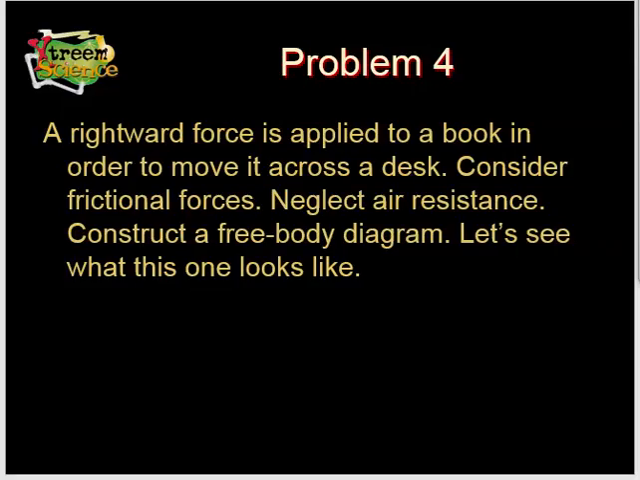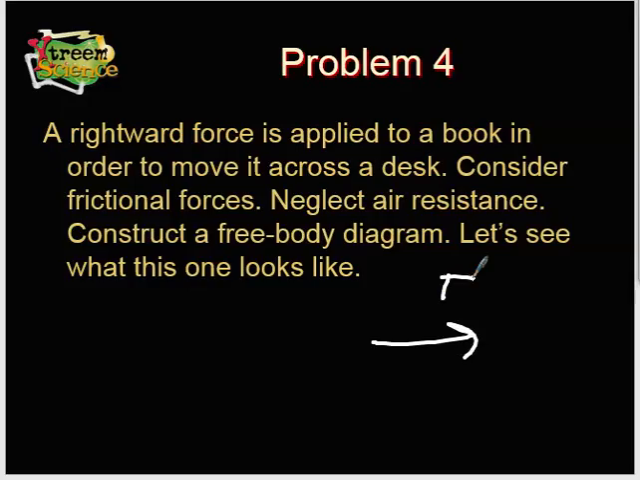All right. Problem 4. Take a moment to look at it. A rightward force is applied to a book in order to move it across the desk. Consider frictional forces, neglect air resistance, construct a free body diagram. Okay, so what do we have here? We have a book. Okay, there is a rightward force applied, so we have a force applied. It says there is friction, so it must be going in the opposite direction it's moving.